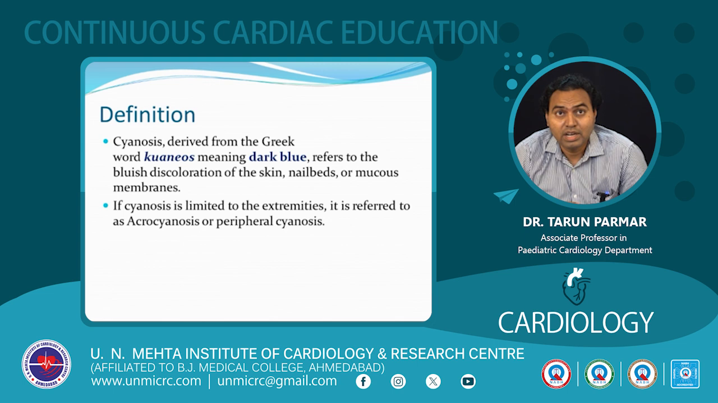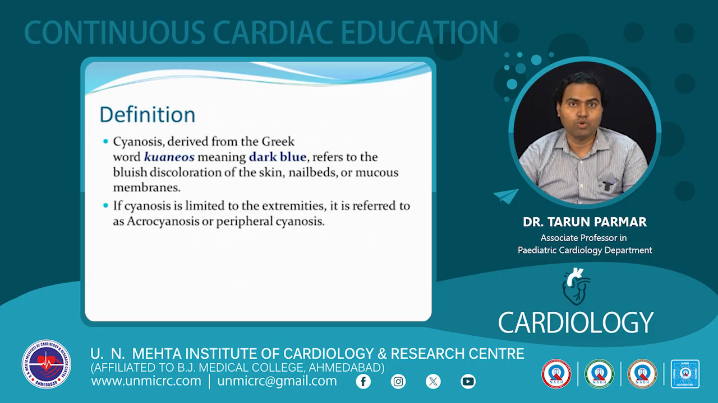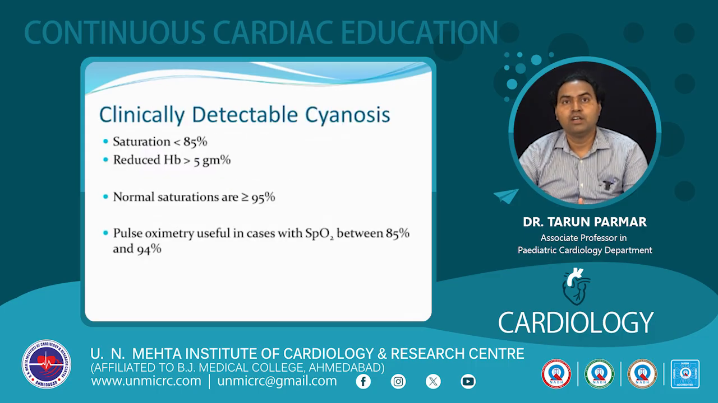So let's discuss the definition. What is the definition of cyanosis? Cyanosis, the word came from the Greek. This is known as dark blue. This is a bluish discoloration of the skin, nail bed, or mucous membranes. If the cyanosis is limited to the extremities, this is known as peripheral cyanosis or acrocyanosis. This is very common during the neonatal period. So when do you detect the cyanosis? Clinically detectable cyanosis is when saturation is less than 85%, and only then can you clinically detect that the patient is cyanotic.